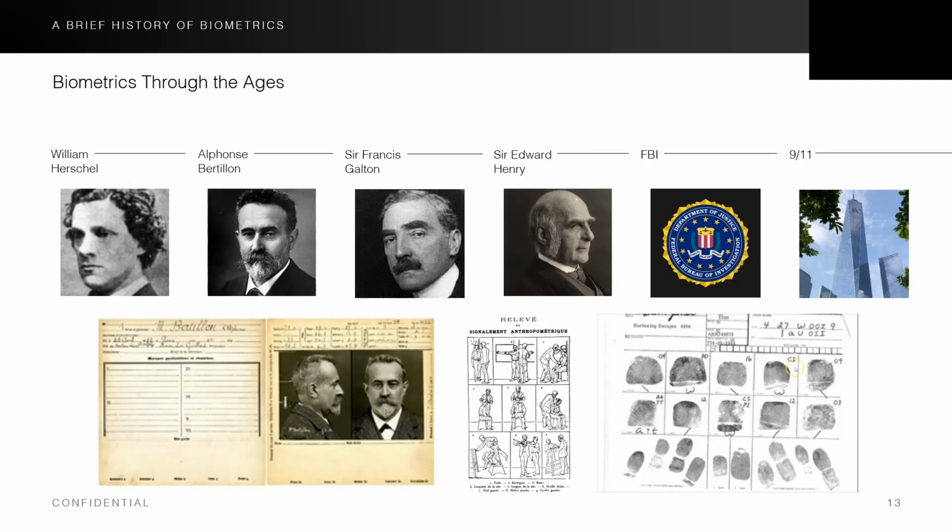Further on, Sir Francis Galton, who incidentally is a cousin of the renowned Charles Darwin, who proposed the evolution theory, as well as Sir Edward Henry. The contributions of Sir Francis Galton and Edward Henry led to the seriousness with which fingerprints were considered for biometric identification.